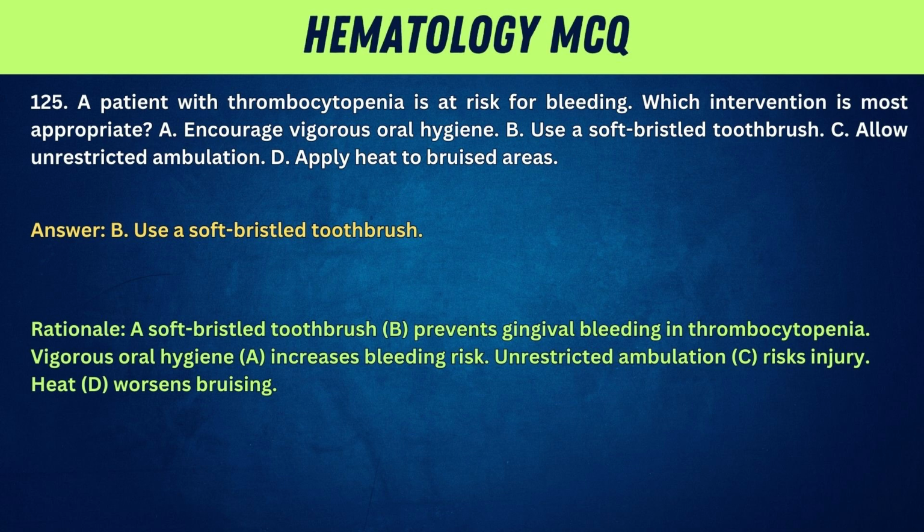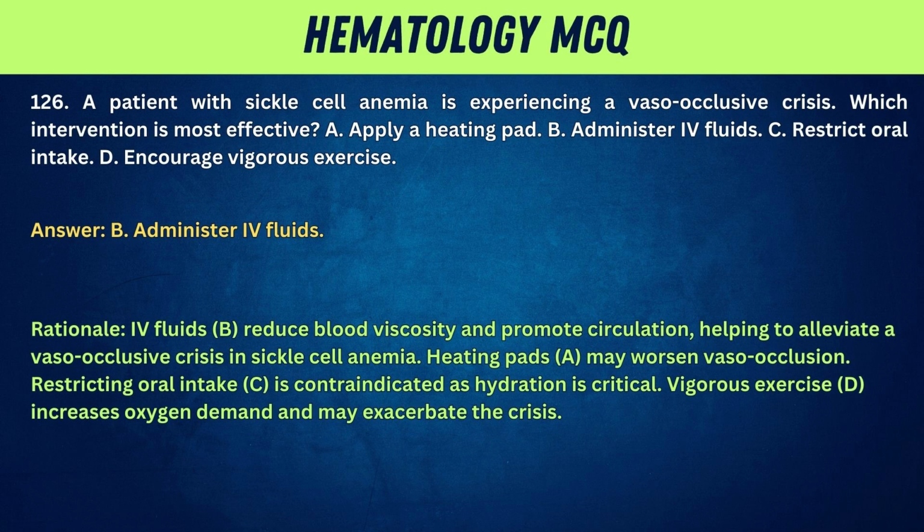Rationale: A soft-bristled toothbrush, B, prevents gingival bleeding in thrombocytopenia. Vigorous oral hygiene, A, increases bleeding risk. Unrestricted ambulation, C, risks injury. Heat, D, worsens bruising.